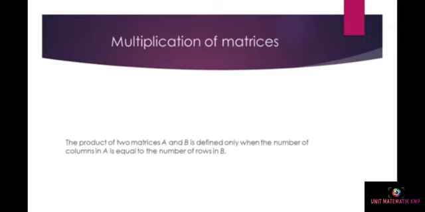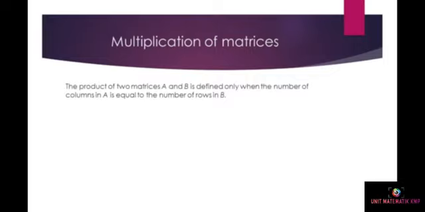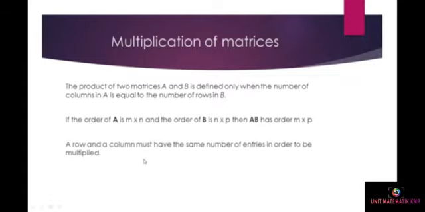The product of two matrices A and B is defined only when the number of columns in A is equal to the number of rows in B. If the order of A is m by n and the order of B is n by p, then AB has order m by p. A row and a column must have the same number of entries in order to be multiplied.